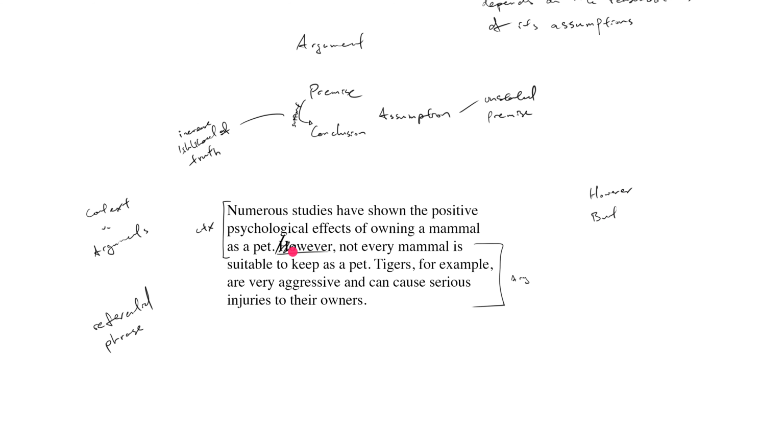You can see in this instance it doesn't really change anything if you swapped out the word but for however. Numerous studies have shown that blah, blah, blah, but not every animal is suitable to keep as a pet. Tigers, for example, are very aggressive. So here's our argument. This is context. There are other words that function similarly to however and but. We're going to discover them as we do more and more logical reasoning questions. But I'm telling you right now that these two words cover the vast majority of cases.